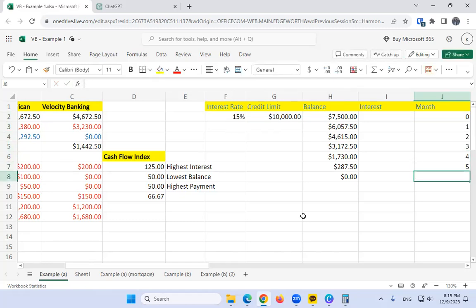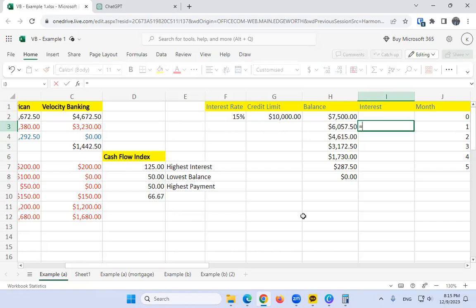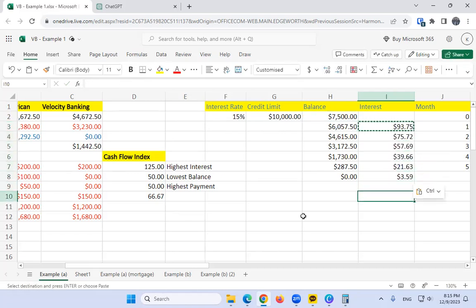Okay. And let's see what the interest is. So again, we're going to estimate the interest by taking the previous month's balance, which is H2, multiply it by 15%, and then divide by 12. And we're going to estimate the monthly interest by doing so. And let's go ahead and sum all the interest up. And the interest is going to be $292. So we're definitely going to pay this off in about 5 months, right?